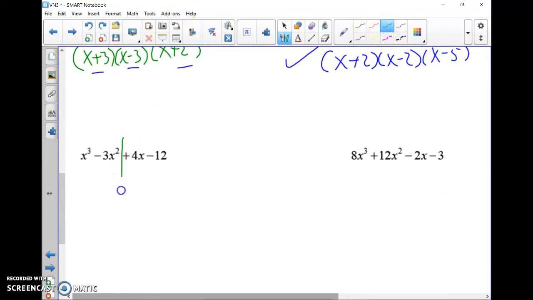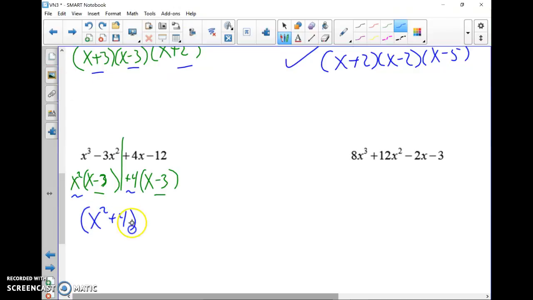First with the left. Cut it in half. Take out x squared. Left over is going to be x minus 3. Pretty terrible 3. There we go. Still sloppy, but that's okay. Take out, this time it's a plus, so taking out a positive 4, left with x minus 3. Common quotient, so I know I'm good so far. Combine the GCFs, x squared and positive 4, and x minus 3.